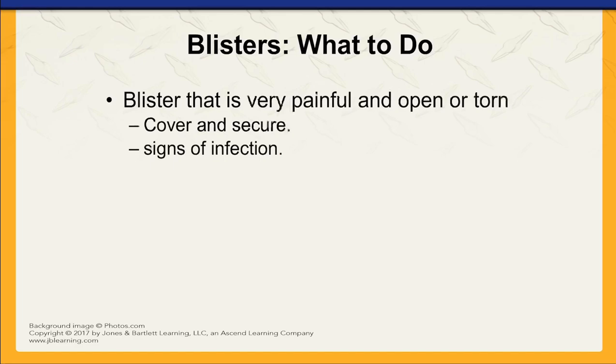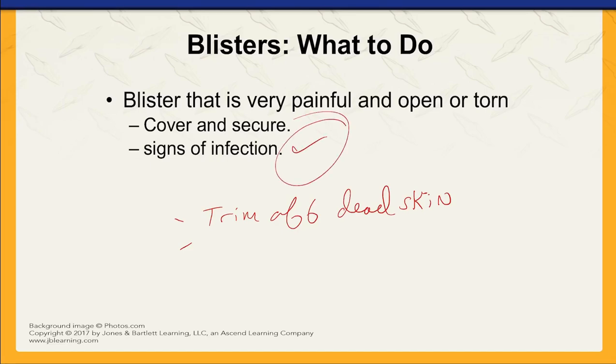So again, for a blister that's very painful, open or torn off, what should you do? You could trim off the dead skin. That's one thing you can do. Trim off the dead skin. You could place a blister pad over the raw skin. You can cover it with the adhesive tape. And again, always watch for signs of infection.